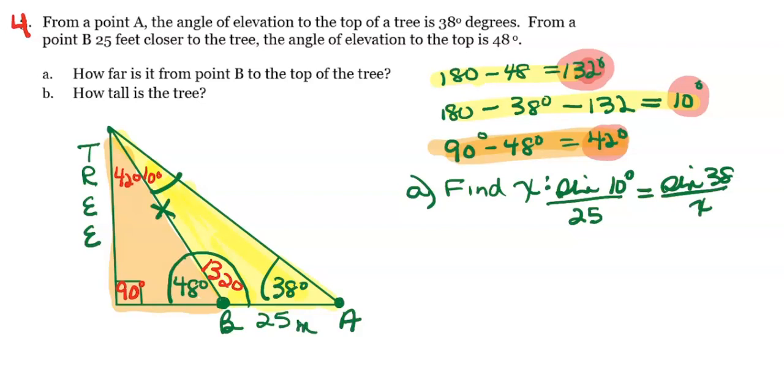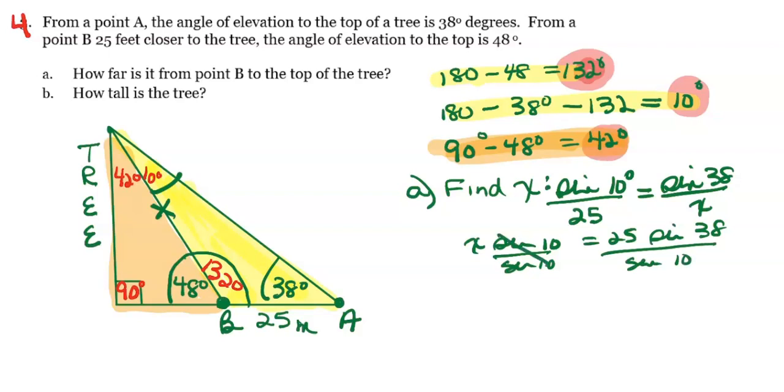So do your cross products. x times the sine of 10 equals 25 times the sine of 38. Divide by sine 10, divide by sine 10. And what you should be getting is your x value. And I got x to be 88.6 feet. Okay, so I need that number. So I'm going to write it on my triangle on that line right there. So x equals 88.6 feet.